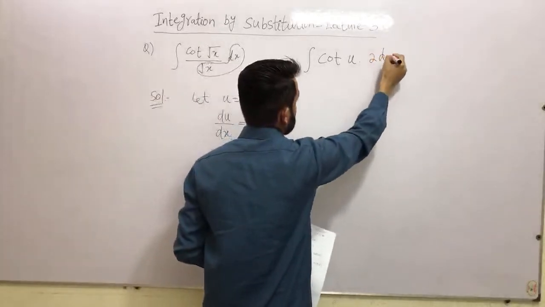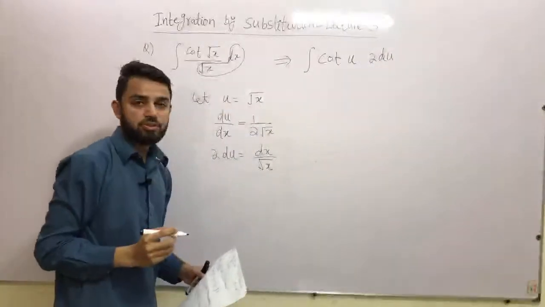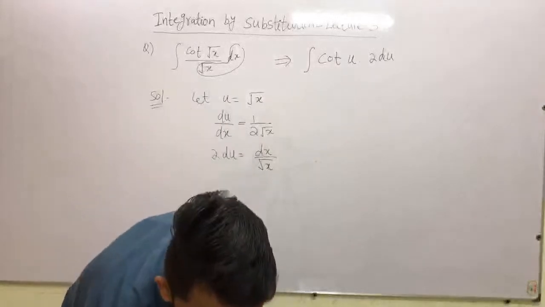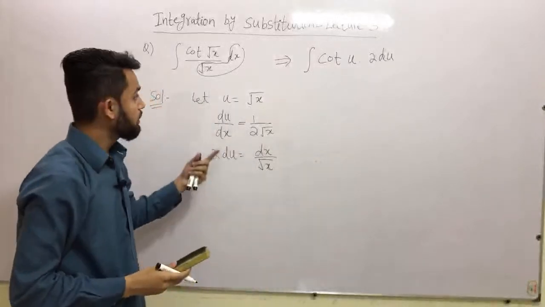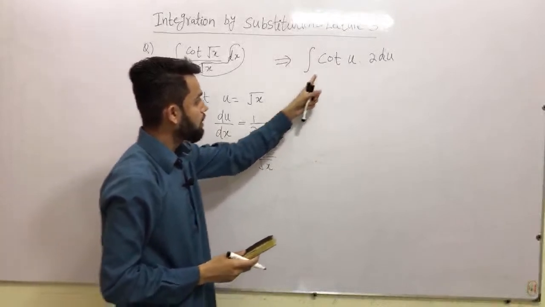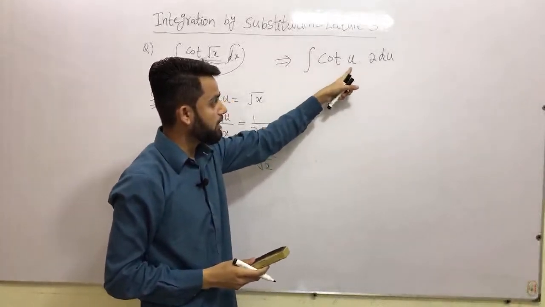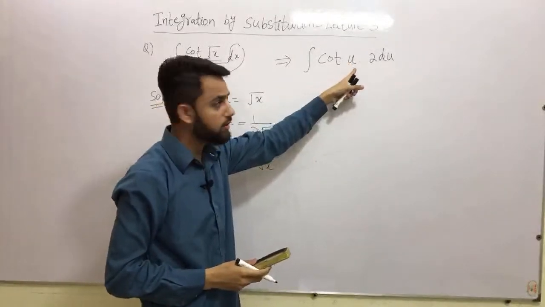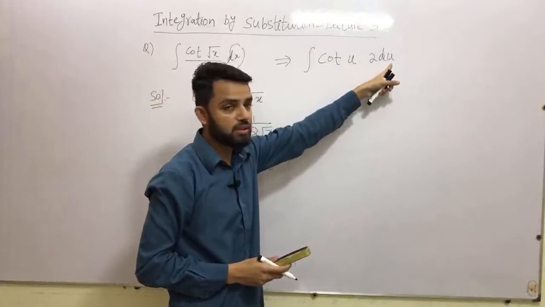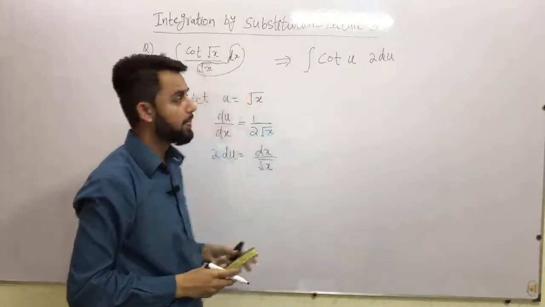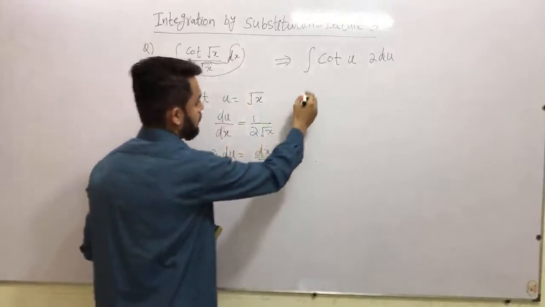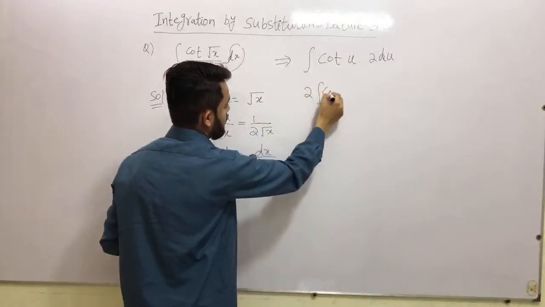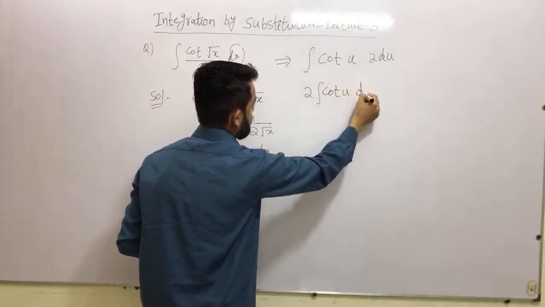Now 2 du. So you see the substitution that I made in this question has made my question simpler. So cot u 2 du. Now if the angle is u, the derivative I am taking is also with respect to u. So now you can take the constant outside, which is basically 2, and we have got cot u du.